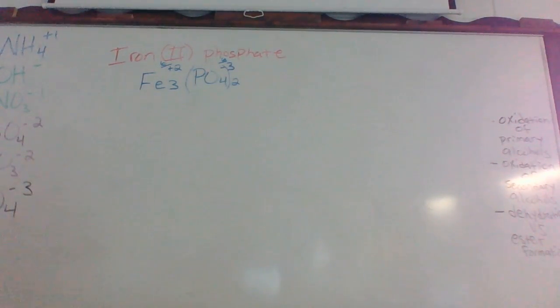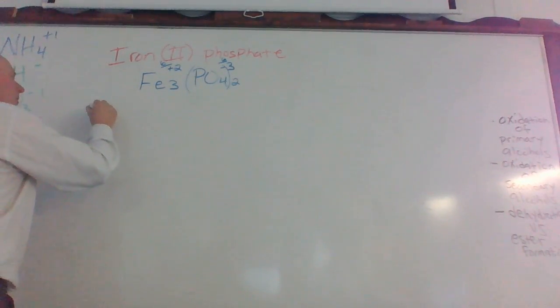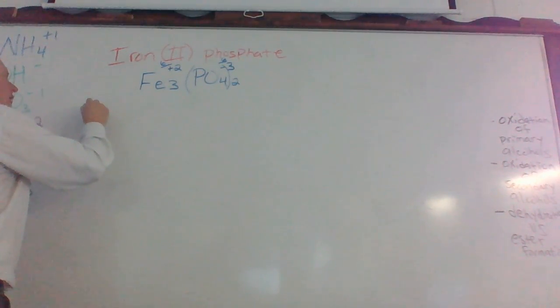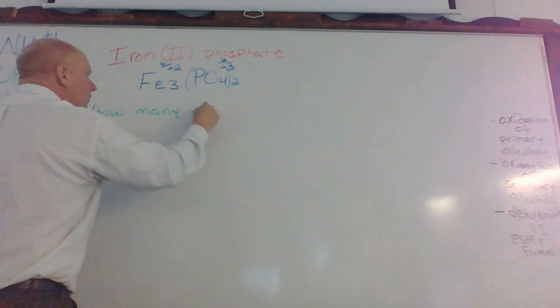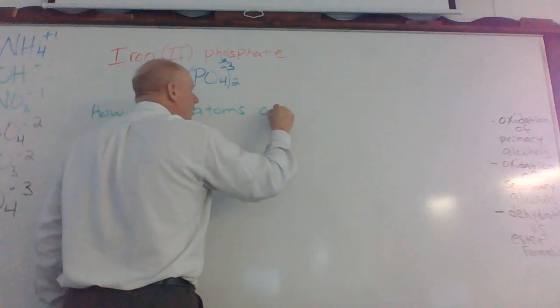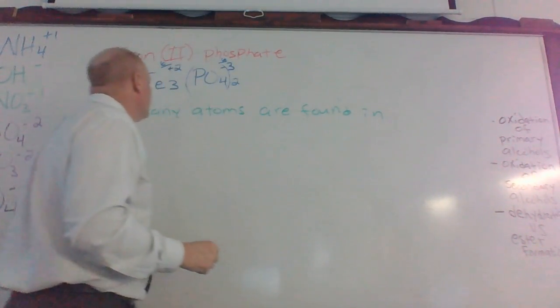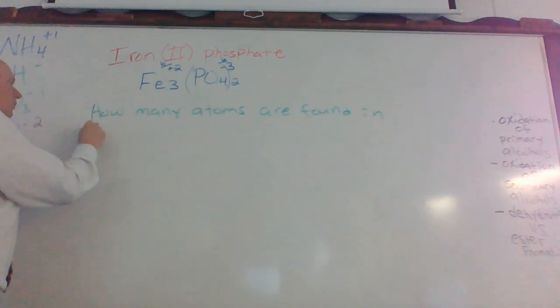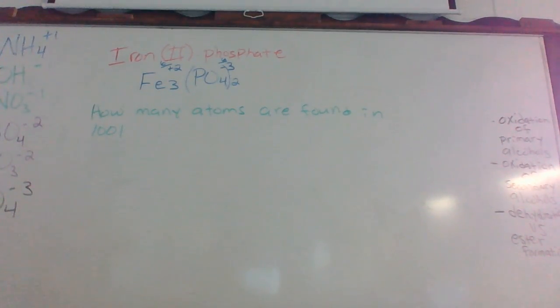So, as a review from, let's say, chapter 3, I believe, how would we go about this process? For instance, how many atoms are found in, we'll just say 1001. We'll make it a palindrome. That is a palindrome.